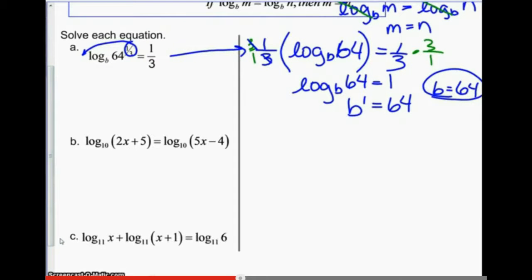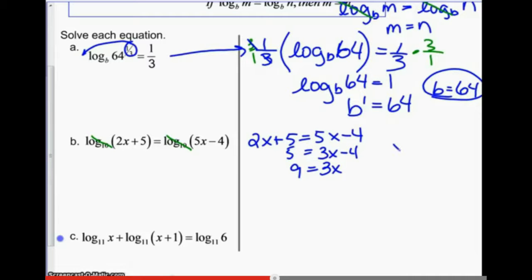Our next example is one where we have log base 10 of 2x plus 5 equals log base 10 of 5x minus 4. Well, if they're both log base 10, we can basically ignore that they're there in the first place. We can say that 2x plus 5 has to equal 5x minus 4. Then I can subtract 2x from both sides, add 4 to both sides, and divide by 3 on both sides. So for this problem x must equal 3.